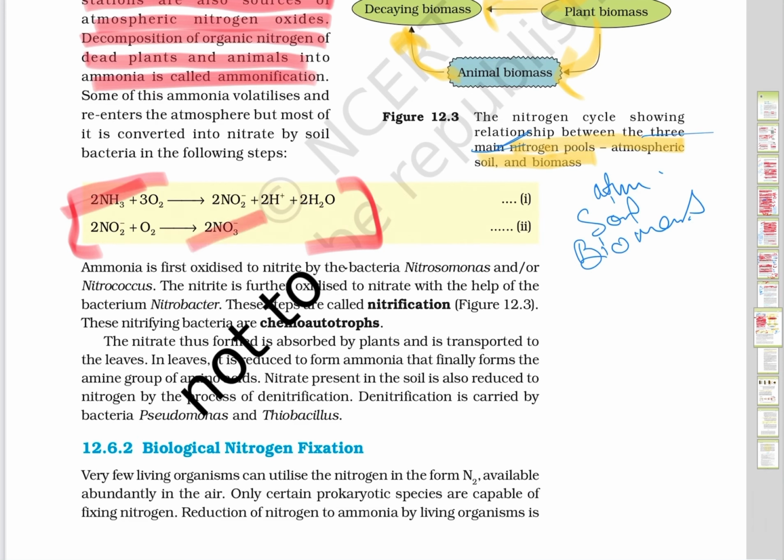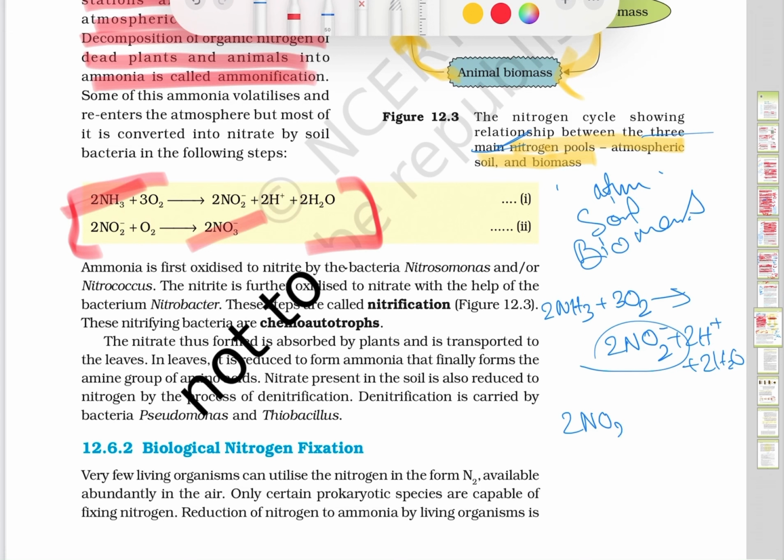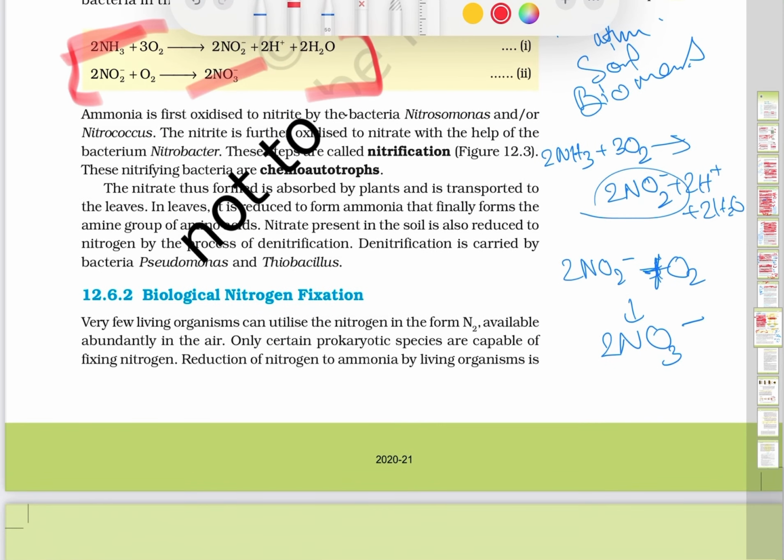NH3, when supplied with oxygen, gets converted to NH2 minus. Then 2 NH2 minus, when supplied with oxygen, gets converted into nitrite. Ammonia is first oxidized to nitrite by bacteria, Nitrosomonas or Nitrococcus. The nitrite is further oxidized to nitrate with the help of the bacterium Nitrobacter.